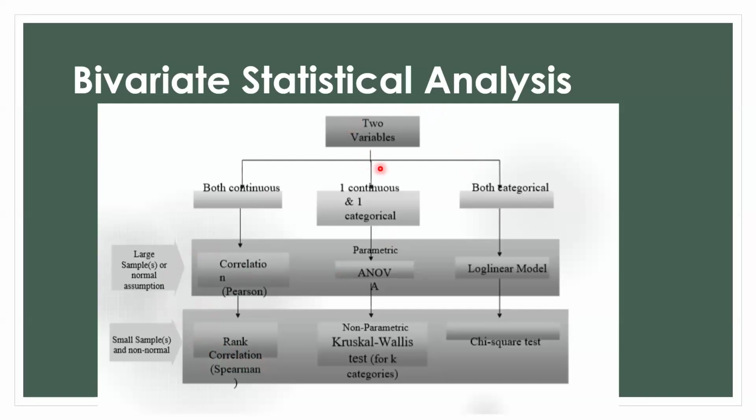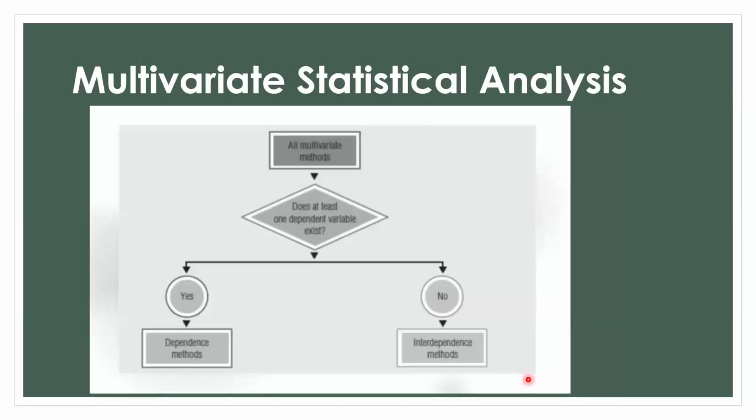Assume a situation where there is a single continuous variable and one categorical variable. Then the parametric option will be ANOVA, and you can go for the Kruskal-Wallis test relating to the smaller sample. If both are categorical, we can go for the log linear model as parametric, and the non-parametric counterpart is the chi-square analysis. So this illustrates the complete options available for bivariate techniques.